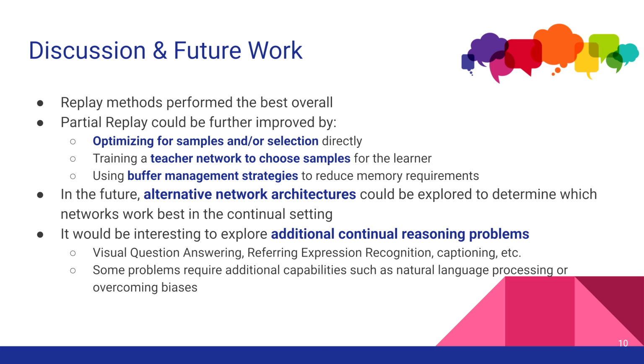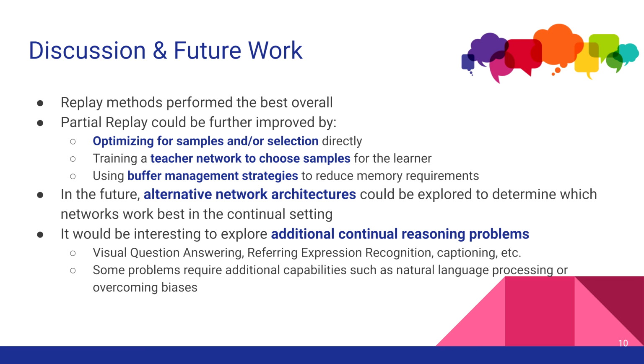Overall, we found replay methods perform the best. However, there's more work to be done in optimizing partial replay performance further. One option to improve performance would be to optimize for the samples directly or optimize for the selection directly. We could also explore the use of a teacher network that would choose samples to replay to a student network. Another option is to use better buffer management strategies. It would also be interesting to explore alternative network architectures by combining some of the architectures from the analogical reasoning community with some of the modular type architectures used in continual learning. We think that this is just the first step in exploring additional continual reasoning problems such as visual question answering or referring expression recognition.